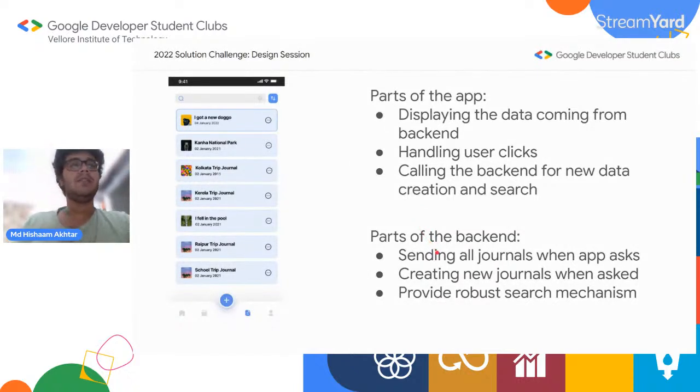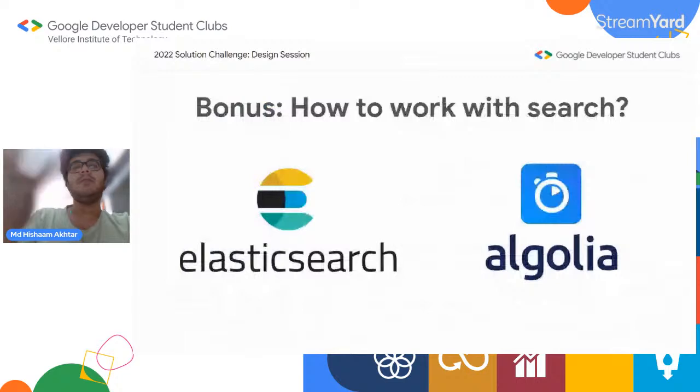And the third thing is something that I wrote as a separate point because I want to speak a teeny bit about it, and that is searching. So suppose I want to search through this journal. So how do I do that? That is also something that can be done on the app and the backend itself. But doing it on the backend provides a lot of functionality to you that could not have been done in the app, right? And that brings me to my bonus part.